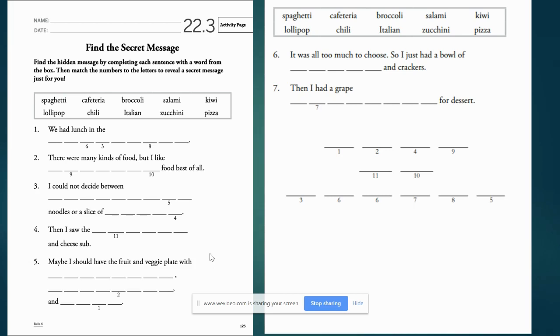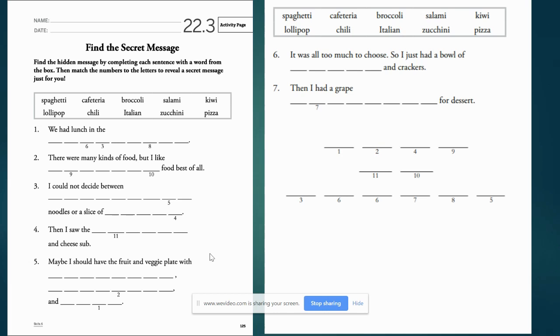We had lunch in the... Which of these words makes the most sense? We had lunch in the spaghetti? No. We had lunch in the lollipop? No. We had lunch in the cafeteria? Well, that makes sense, but let's make sure to read through the rest of the options first.